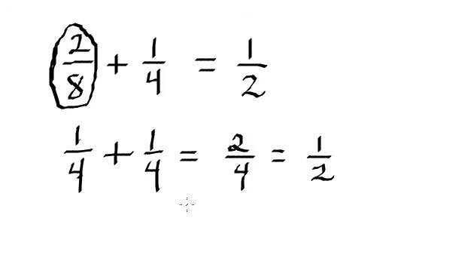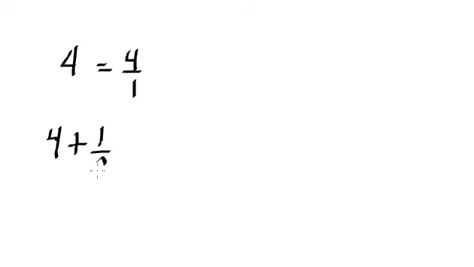Wait a minute. I need to go back and work a couple of those mixed fractions that I mentioned earlier. So let's just do that. Alright, so let's review. Remember that 4 can be rewritten as 4 over 1. Okay, so let's say that we had 4 plus 1/2, and we wanted to get this into one fraction here, an a over b.